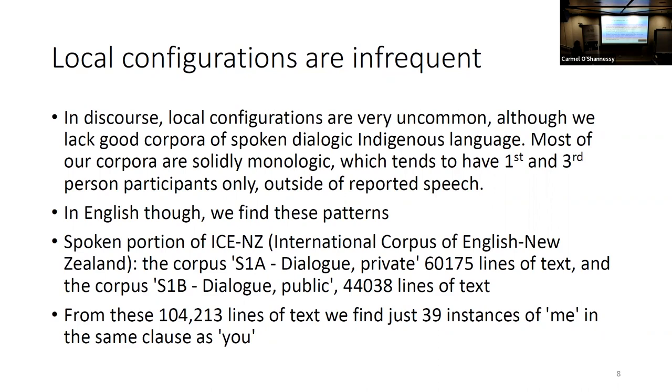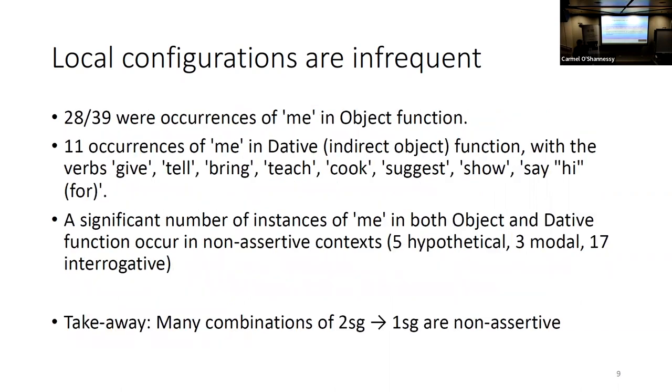And in English, what we find is patterns like these. So looking at the International Corpus of English, New Zealand, which has two components of dialogue in it. From 104,000 lines of text, we find just 39 instances of me in the same clause as you. And that's after pulling out combinations of me and you and actually going through them and eyeballing them to check that they were actually arguments for the same verb. 28 of those 39 were occurrences of me in direct object function. 11 occurrences were me in dative function with verbs like gives or bring and so on.